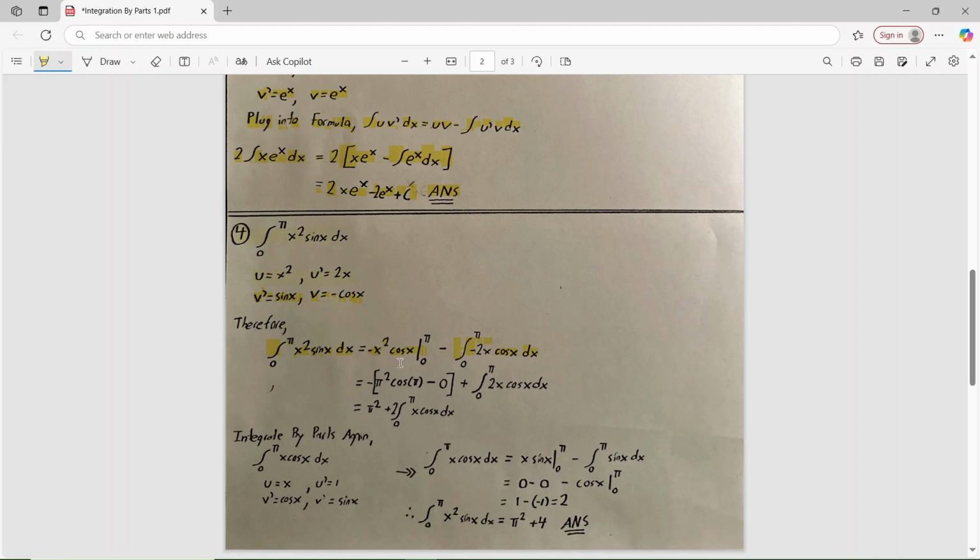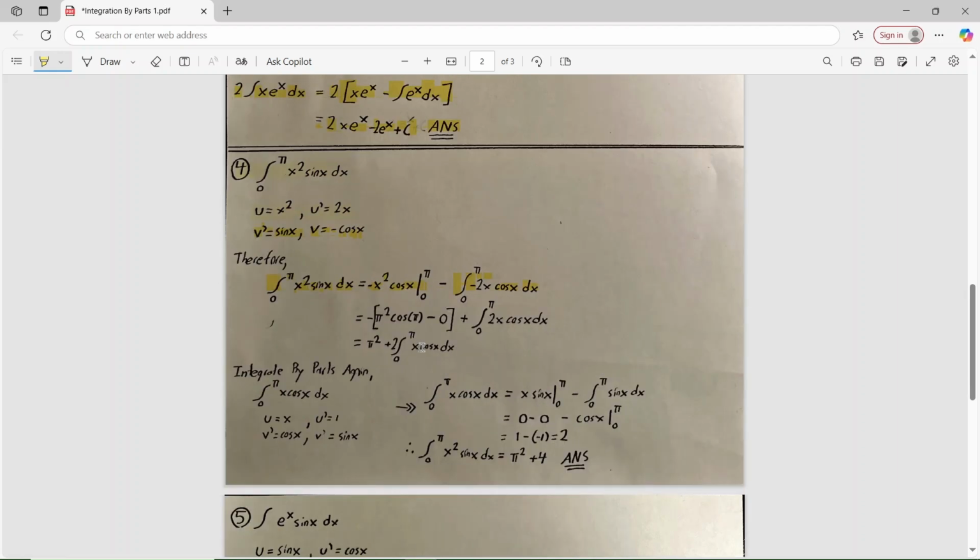Then we follow through. We do a little bit more, just putting in our bounds, and one more integration on this side. What you will find is that this function here cannot be integrated normally. Instead, you have to do integration by parts again.